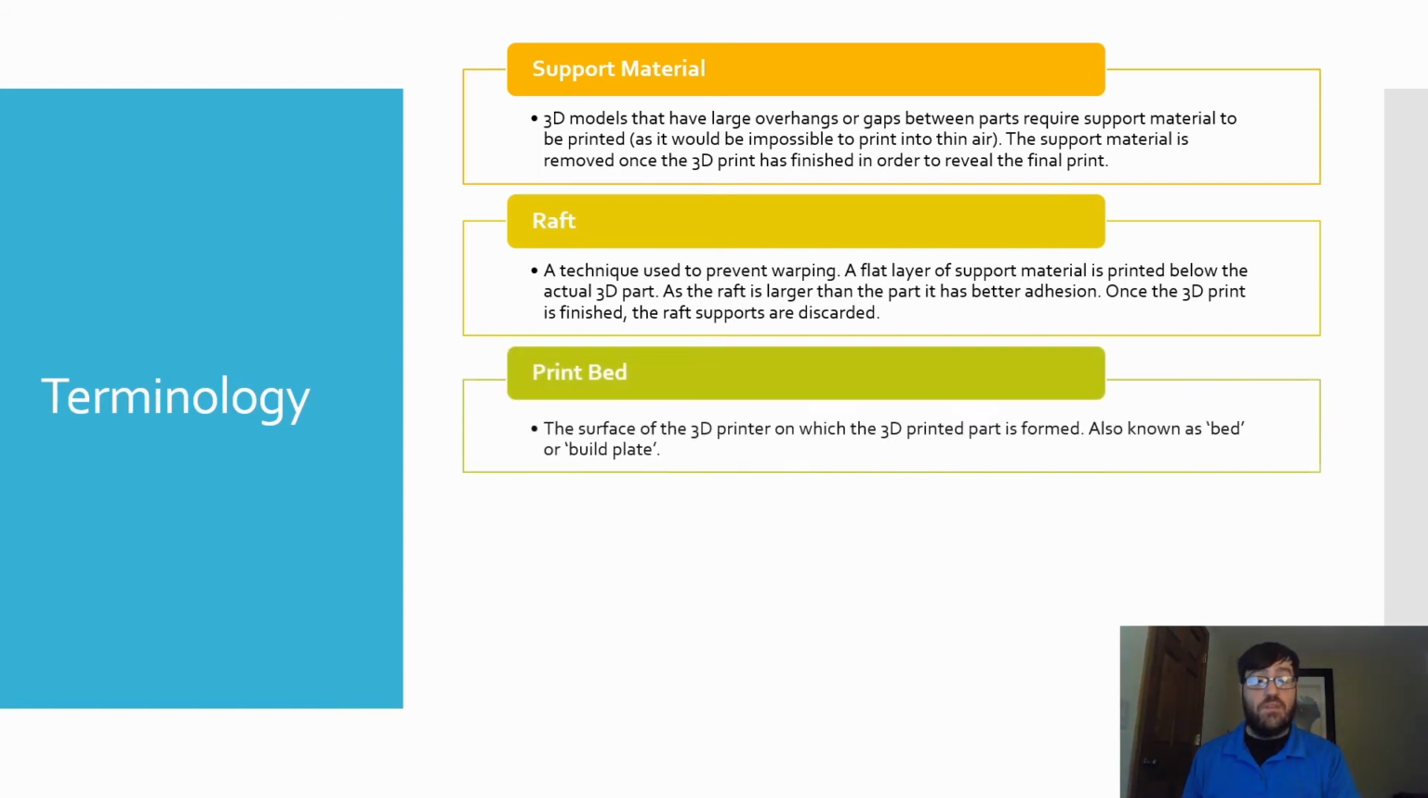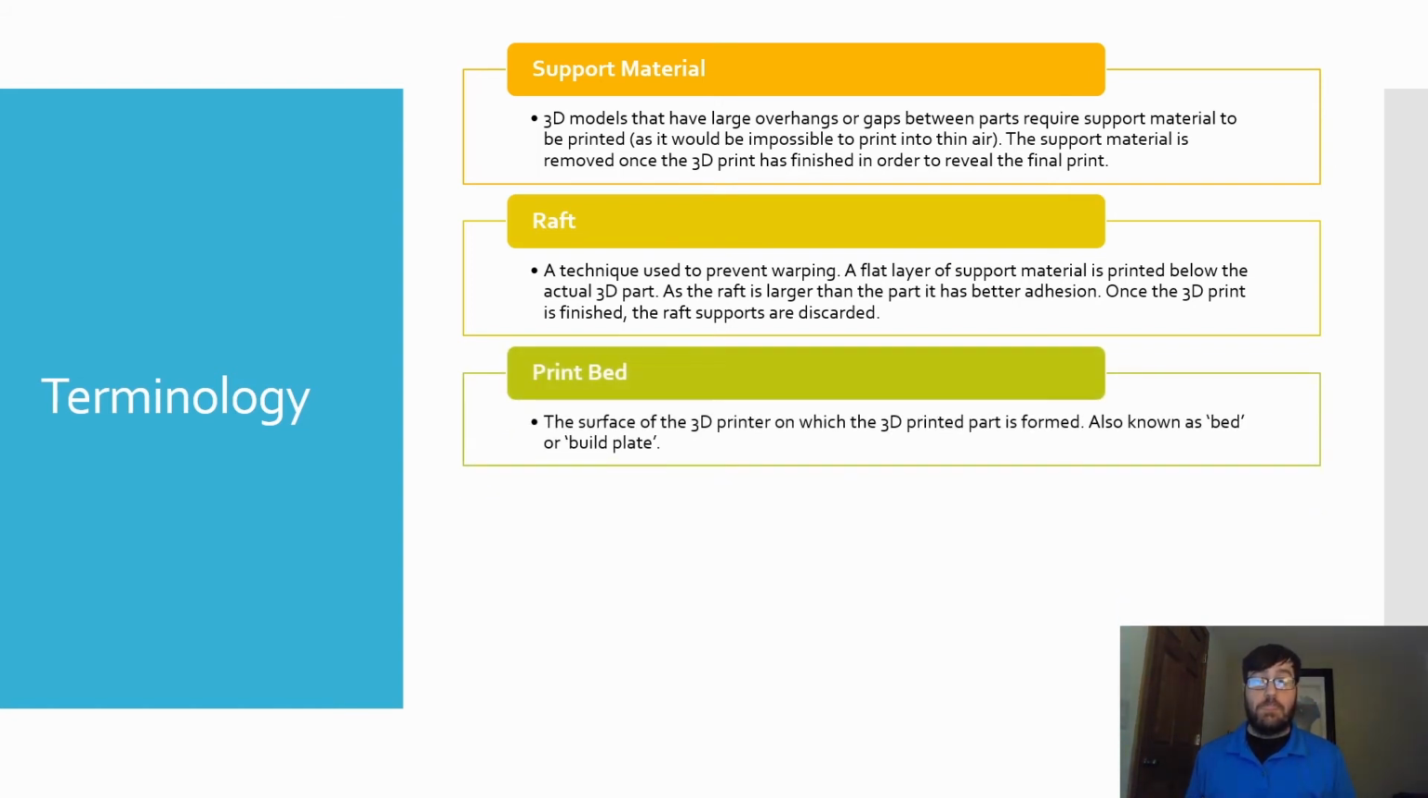The print bed. This is another important part of the 3D printer. The surface of the 3D printer on which the 3D printed part is formed, also known as the bed or the build plate. And there are all different types of print beds and build plates. Some are heated, some aren't. For instance, the library's newer 3D printer has a heated build plate, which just makes for a little bit more consistent print.